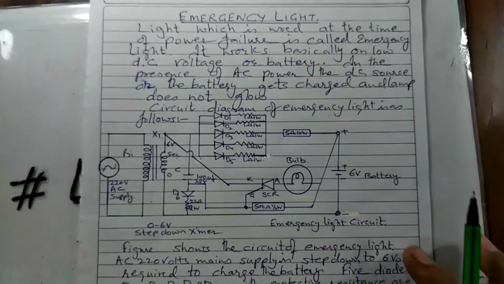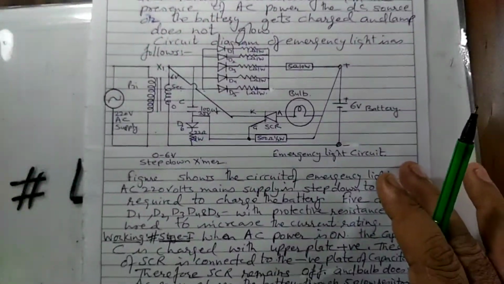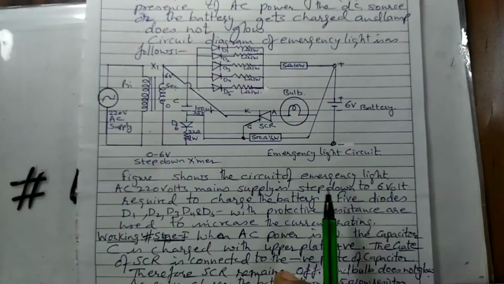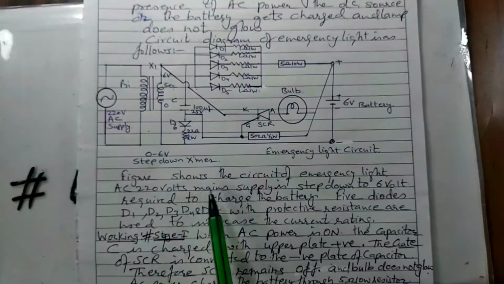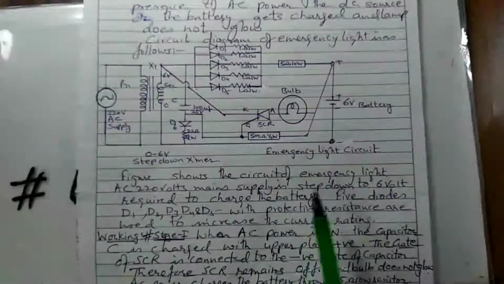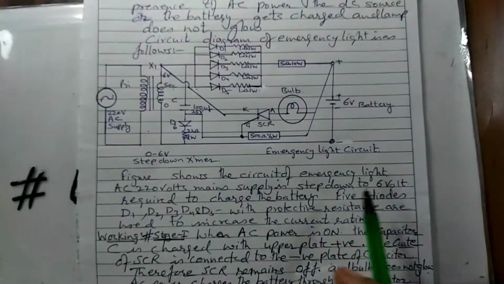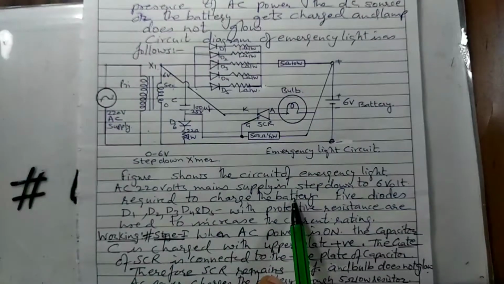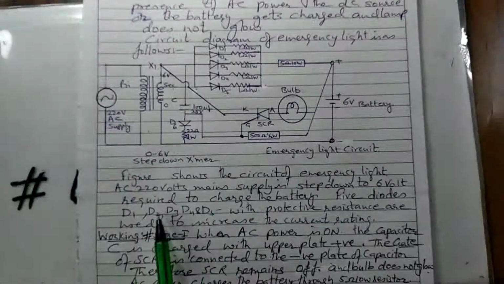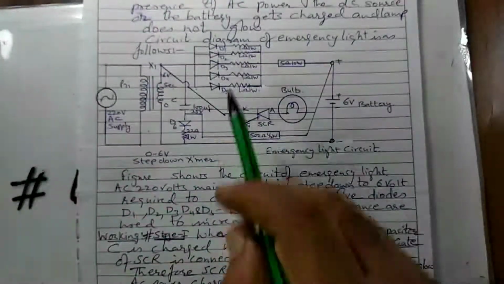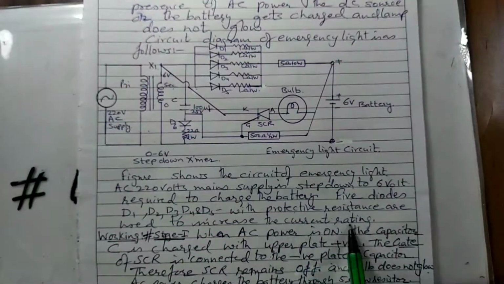Circuit diagram of emergency light is shown in the figure. AC 220 volts main supply is stepped down to 6 volts with a step down transformer. This voltage is required to charge the battery. 5 diodes D1, D2, D3, D4 and D5 are used with protective resistance to increase the current rating.